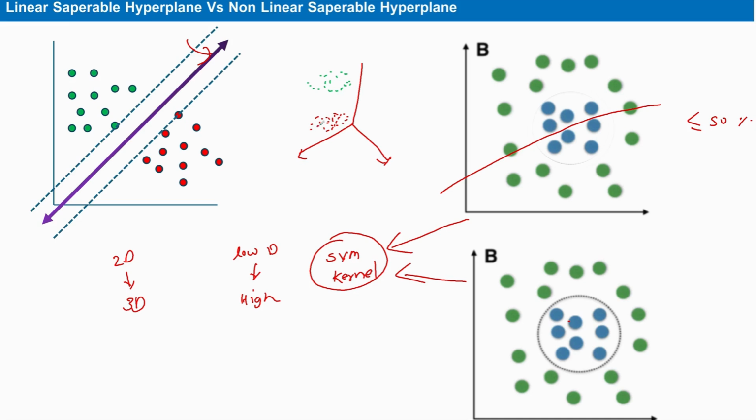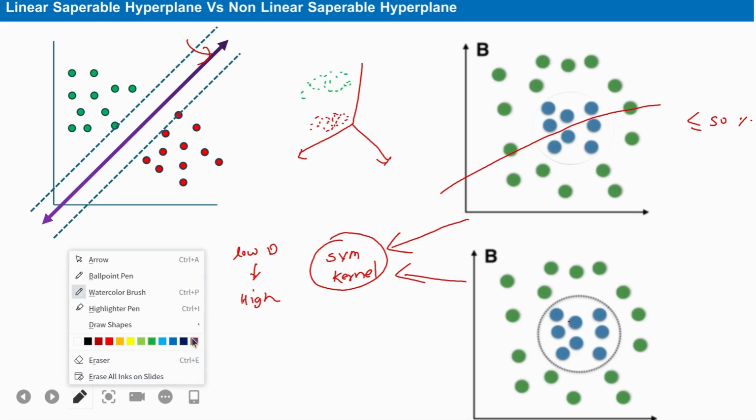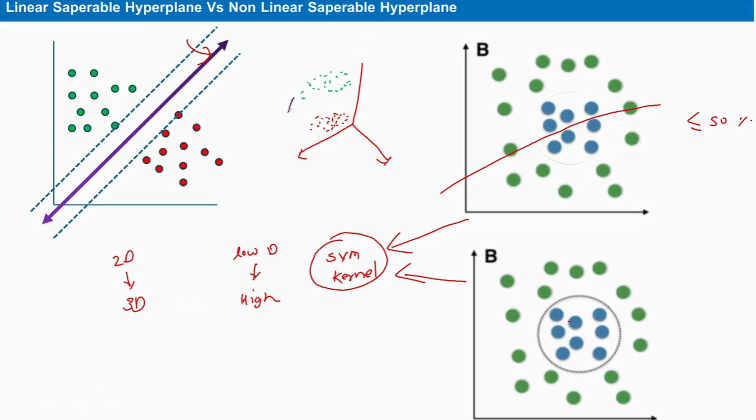So now in this space, the support vector machine will find the hyperplane in this way, which is able to separate these positive examples from the negative examples. So in that way, with respect to non-linear data, the support vector machine works with the help of the SVM kernel.